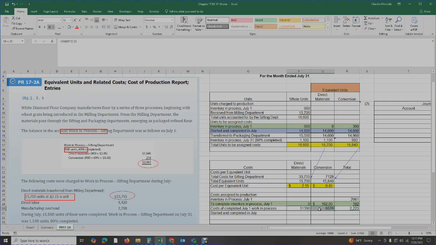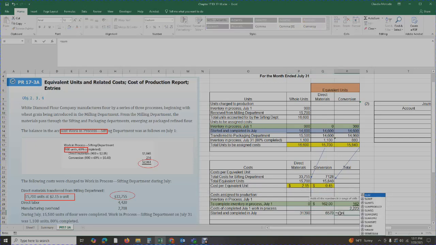Oh, and I was entering the information in the wrong cells. Let me move those down here. Okay, so this is my total. Now I can get my total here, and I'm going to add them together. Okay, I was putting them in the wrong cells, guys. You see too many cells here in Excel.